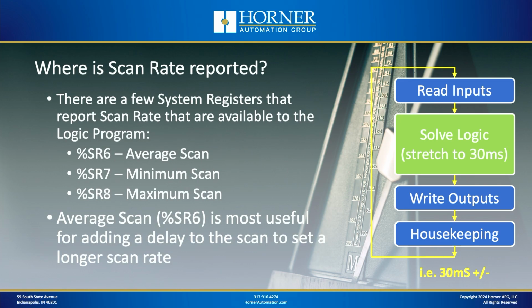Now, how can we accomplish this? That's what we're going to review today with the logic examples we have for you. But one thing I want to point out before we get there is that there are some system registers available in the Horner OCS that you can use to tell what the scan rate is. The one that's most practical for this application is average scan, which is SR6, and that's the average of the last 5 scans. That's what's going to be used in our example logic that we're going to show you next.